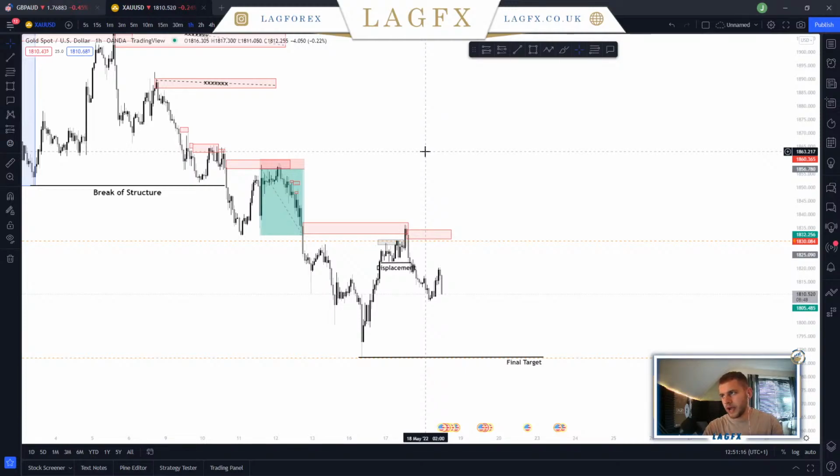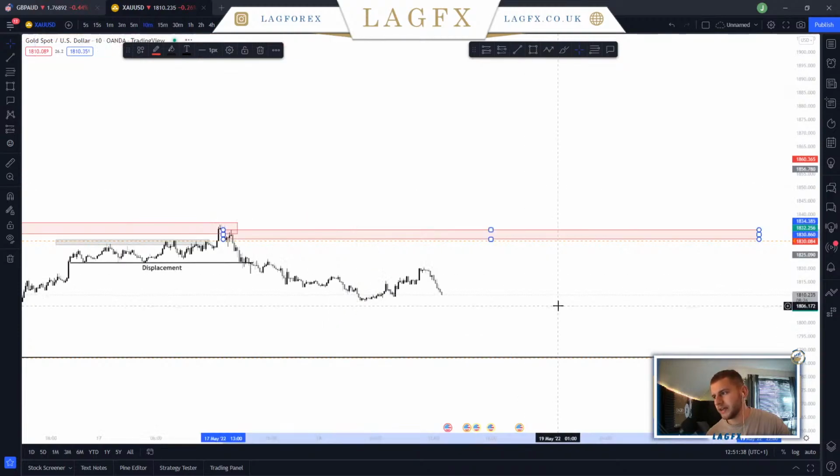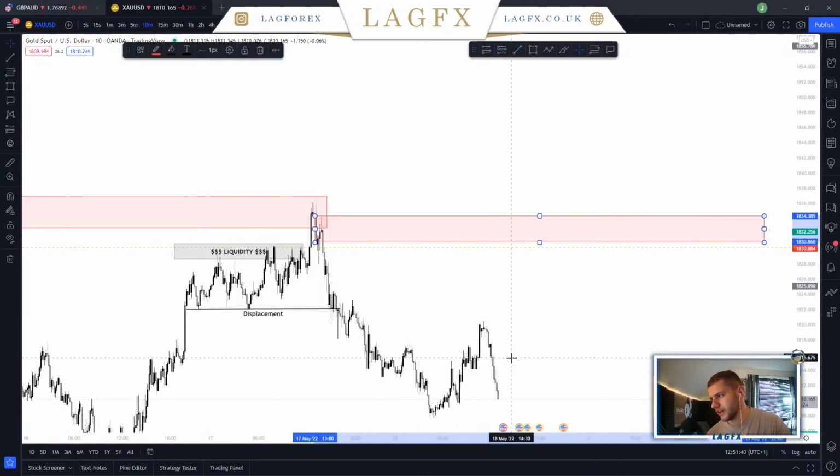So we've had a quick look at the Great British Pound to the Japanese Yen, the Euro to US dollar, and now a very quick scan over on the gold market. So we have our bias for that. Obviously we want price to eventually hit that final target, whether it does so now in this move or if we do manage to get a retracement back up. It could be an idea to also look inside of here.